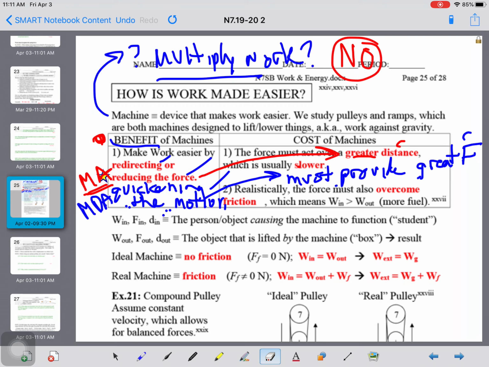So there are your three costs. Just as a quick review, your benefits of machines: you can redirect the force, you can make the force easier, reduce the force, or you can quicken the motion. But of course, each of those comes with a cost. The cost for all of them is friction. And then if you have mechanical advantage, you've got to move over a greater distance. If you have mechanical disadvantage, quick motion, you have to provide a great force, greater than the force of even lifting the object itself by hand.